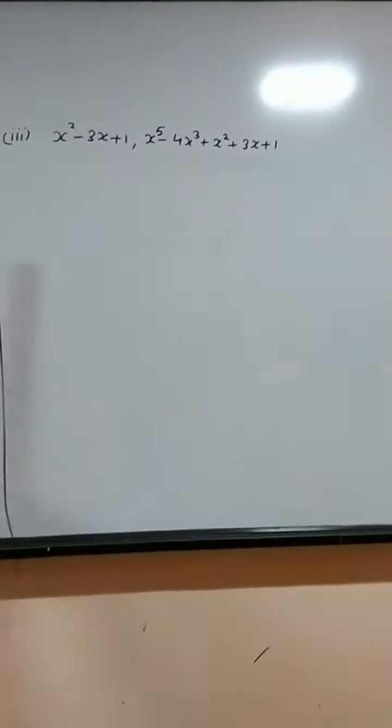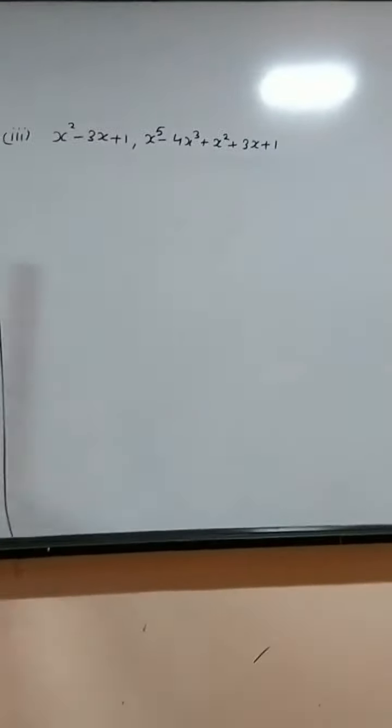Now question 3. Obtain all other zeros of 3x4 plus 6x cube minus 2x square minus 10x minus 5. Two of these zeros are given. It is most likely a sum. Two of the zeros are given: root 5 by 3 and minus root 5 by 3 are zeros of the polynomial.